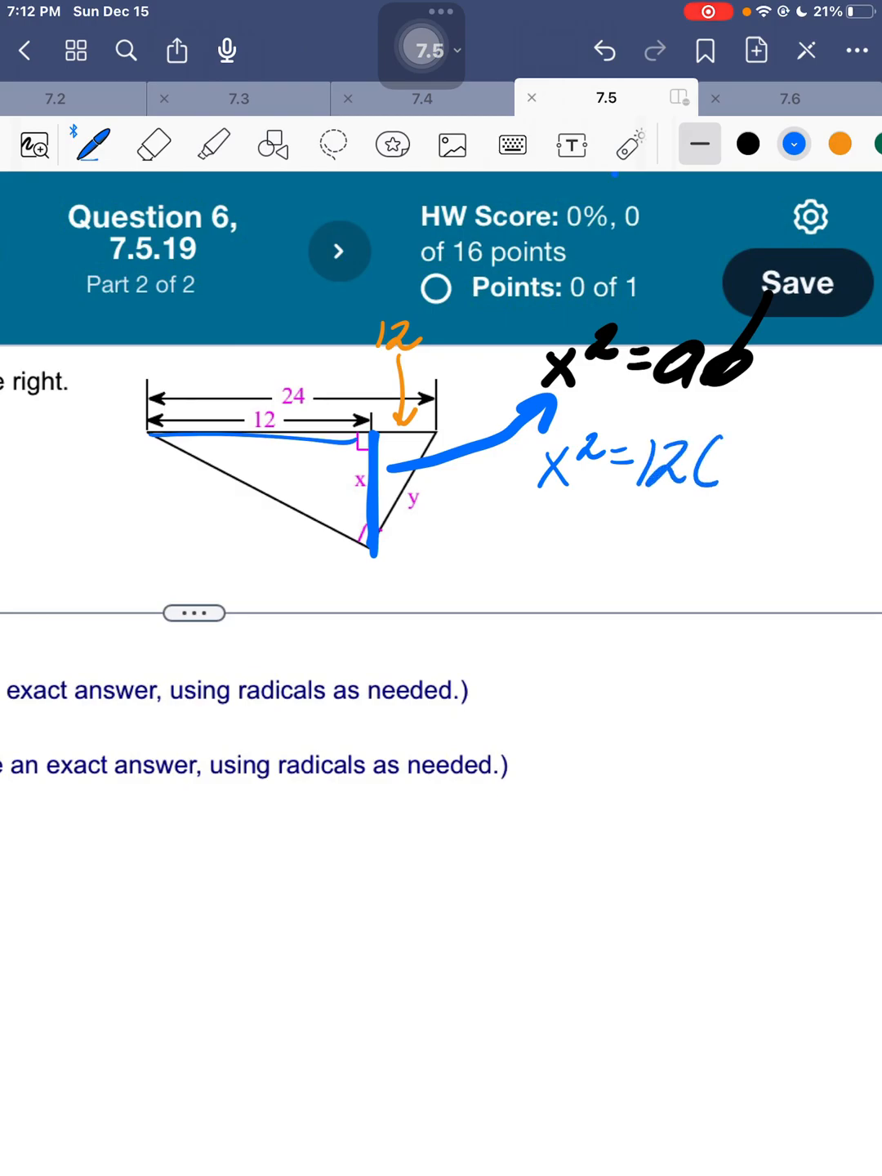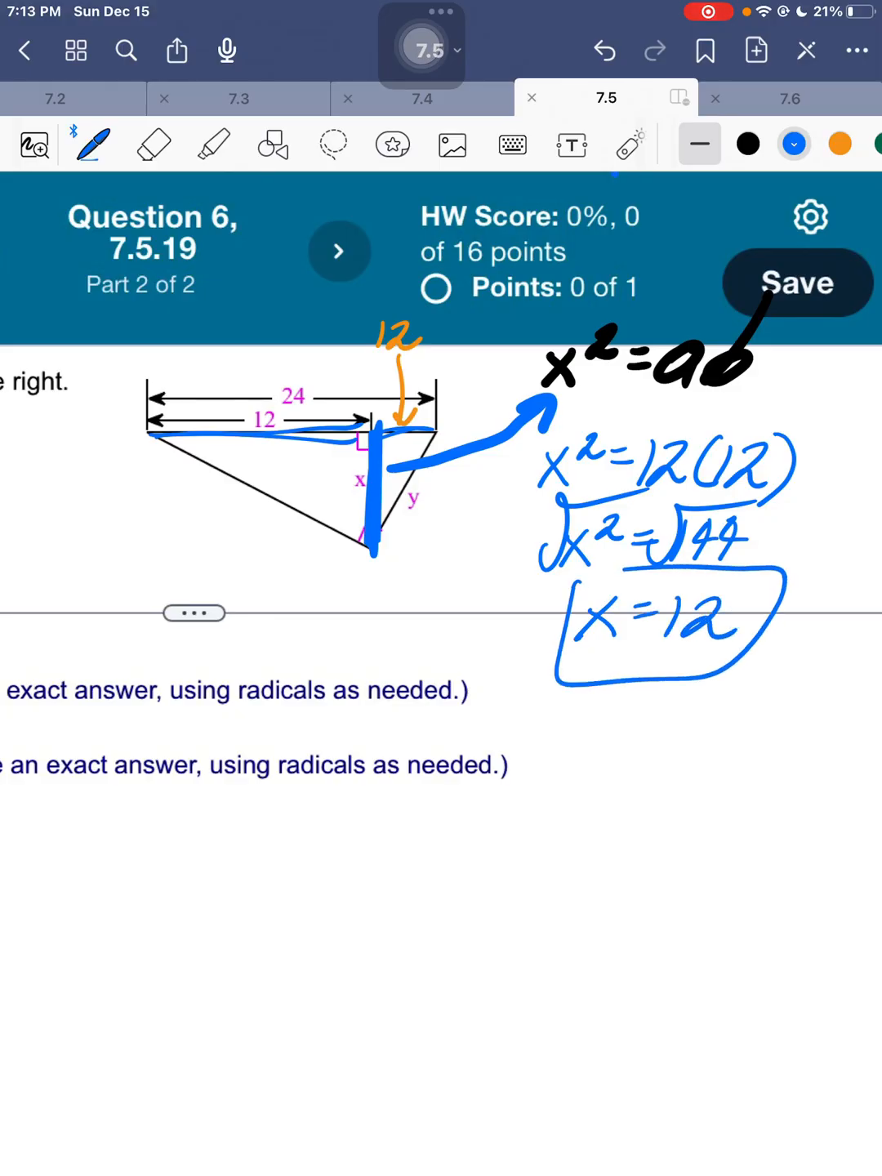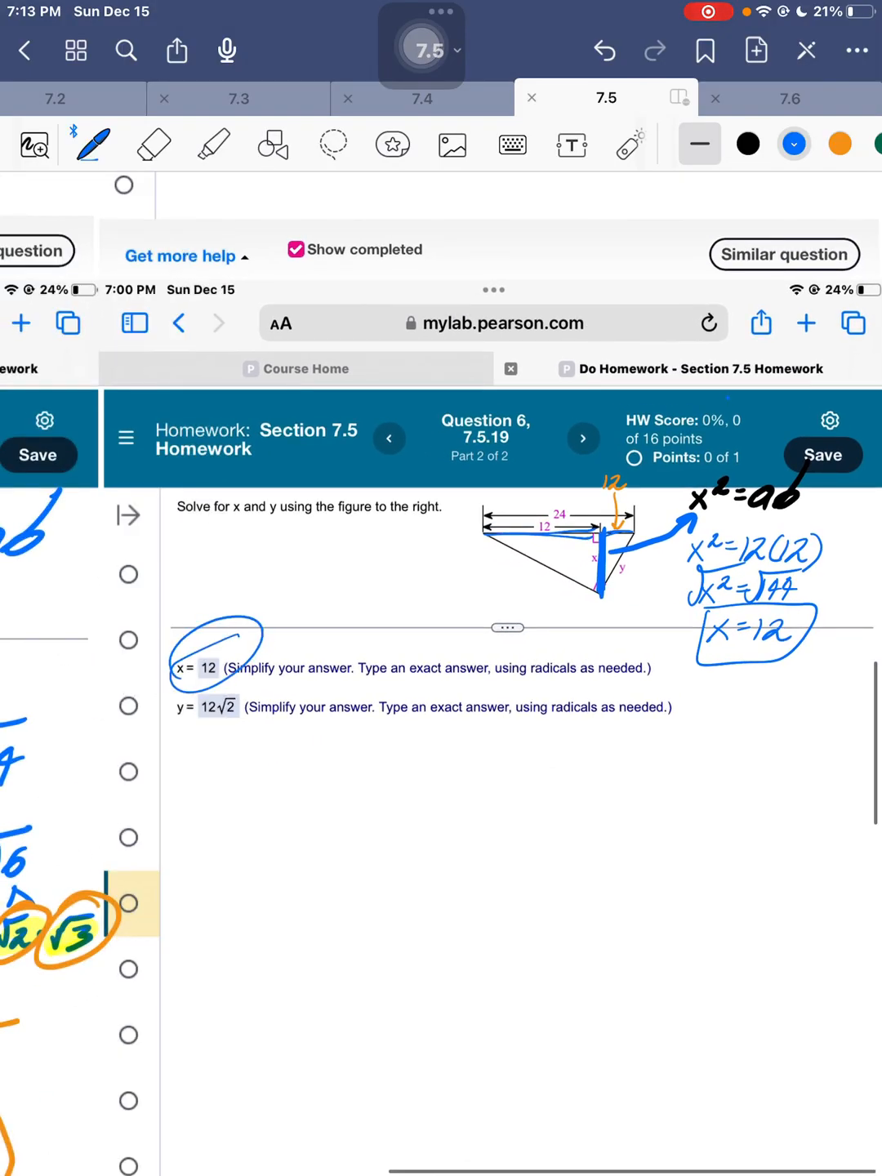So we can put right here 12. So now what do I got to do? x squared equals 12 times 12, because remember, when your geometric mean is on the altitude, your A and B are the separate segments of your hypotenuse. x squared equals 144, and we know the square root of 144 is 12.